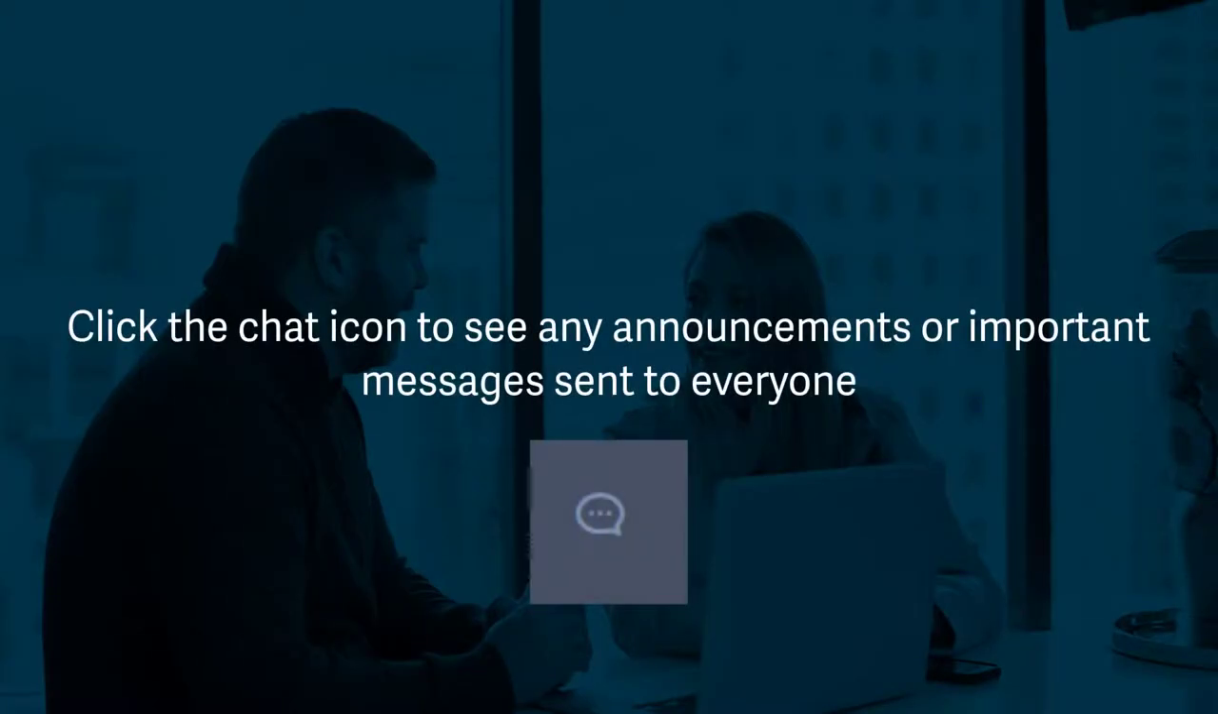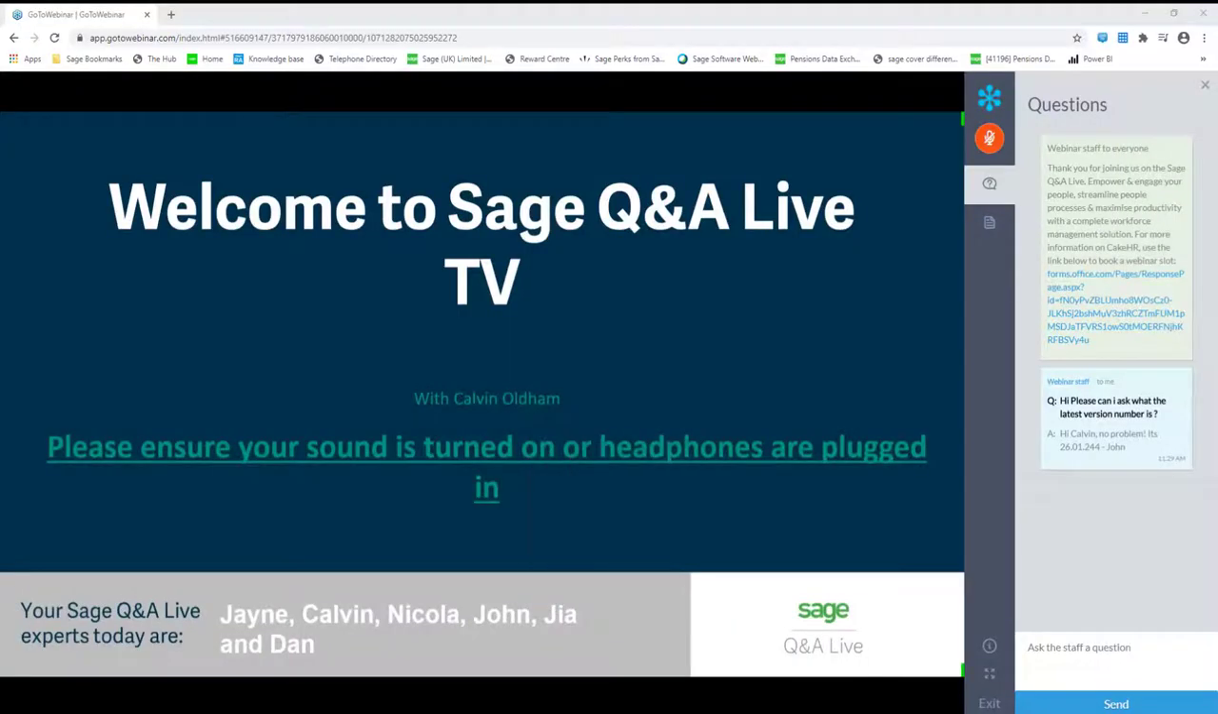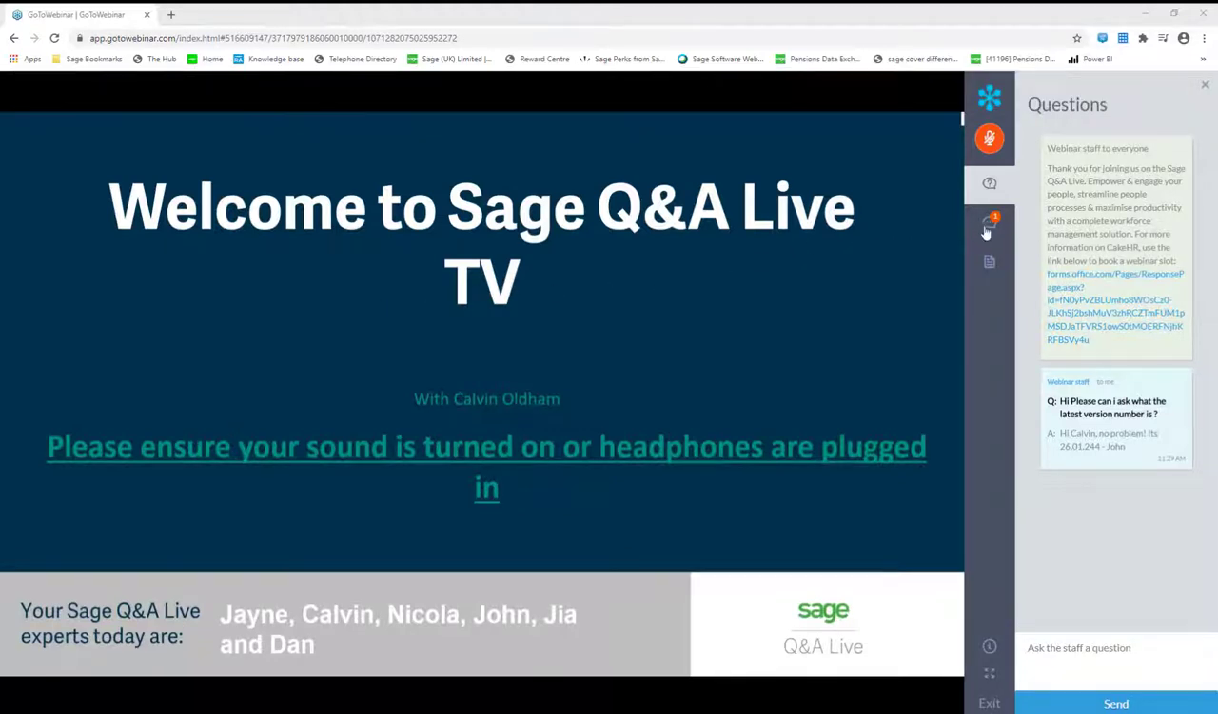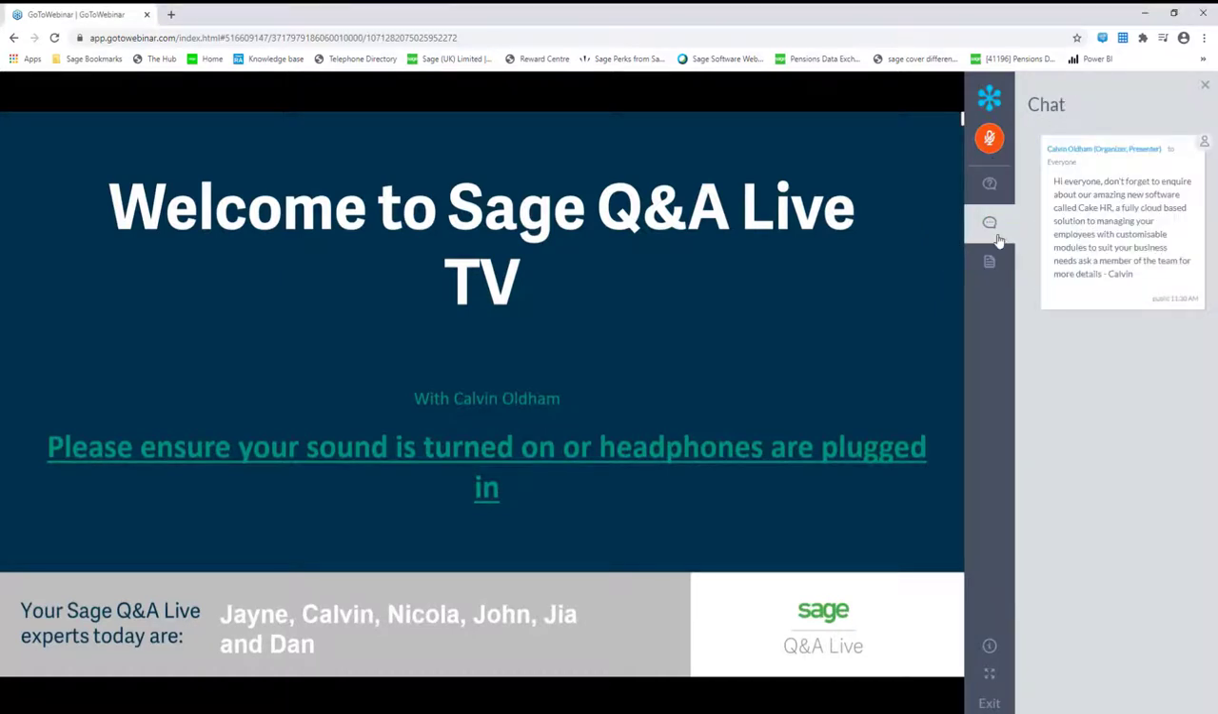Underneath the question icon, you can click on the chat icon to see any announcements or important messages the team have sent to everybody. You will also get a little pop-up on screen as a banner at the top. Please bear in mind these are not replies to your questions, these are simply announcements or important messages we wish to tell everybody.